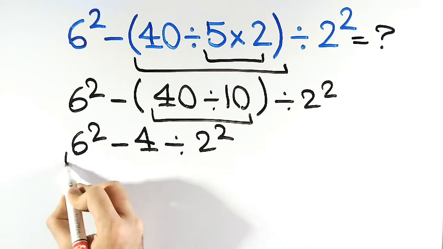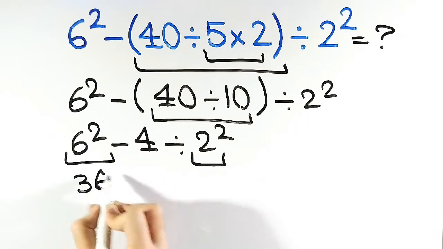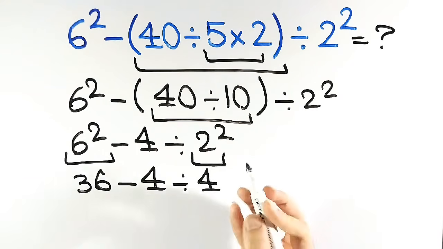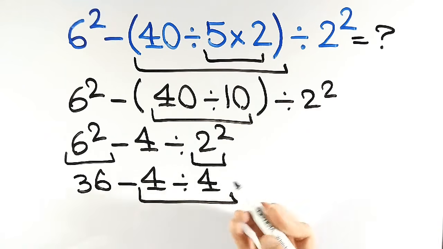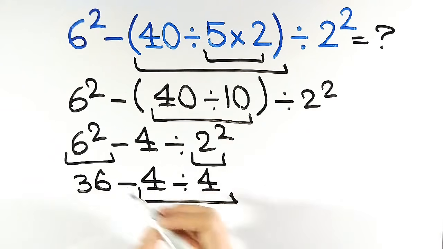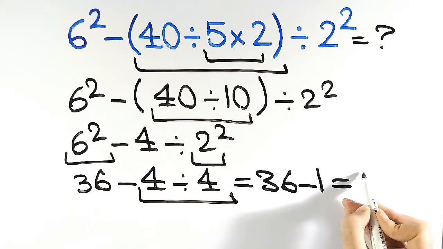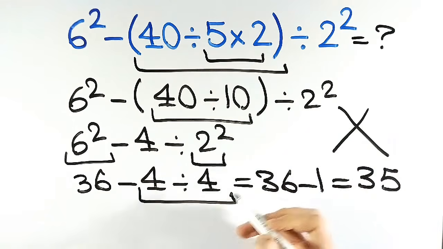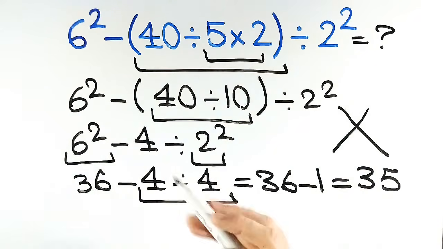And the next step, they go for the exponents, and instead of this expression, they write 36 minus 4 divided by 4. And the final step, they go for the division between 4 and 4 because they believe division has priority over subtraction. So, they rewrite this expression as 36 minus 1, which finally gives them the answer 35. But that's definitely wrong. Alright, now let me show you how to solve this expression properly.